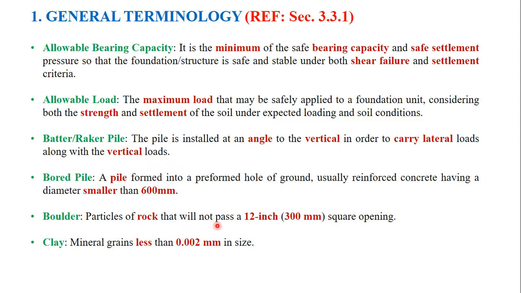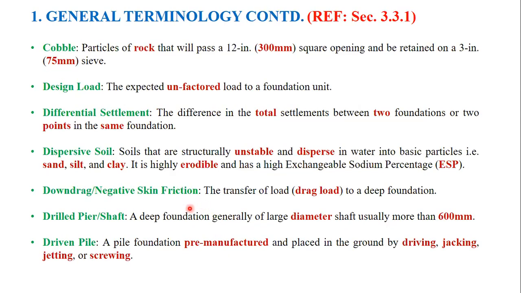Particles of rocks that will not pass a 12-inch or 300 millimeter square opening. What type of opening? Square opening. Clay: mineral grains less than 0.002 millimeter in size. So clay is soil whose mineral grains are less than 2 micrometer, or 0.002 millimeter, in size, which is very small compared to boulder. Cobble, another terminology of soil mechanics or geotechnical engineering.